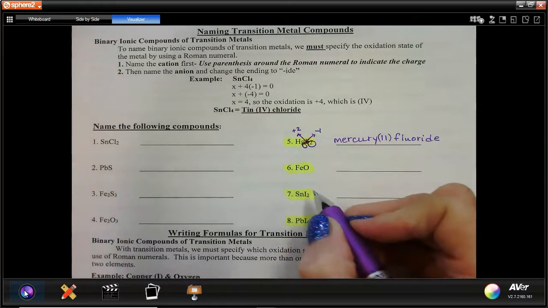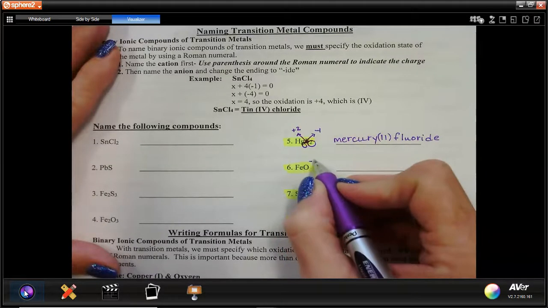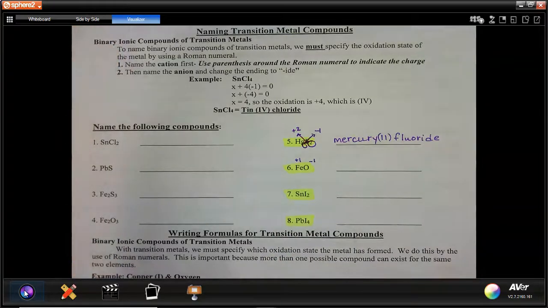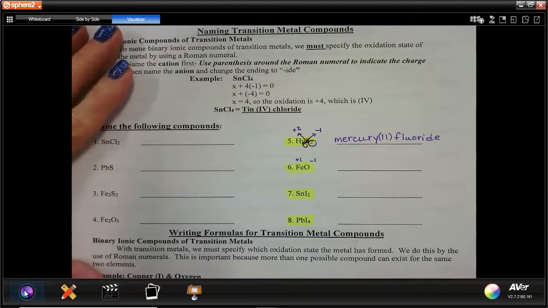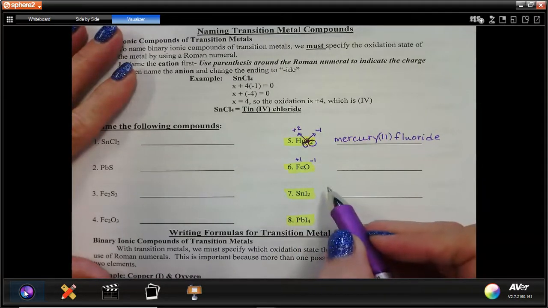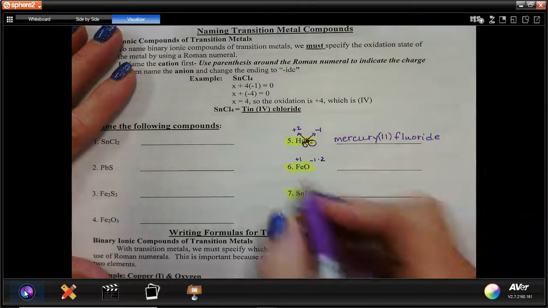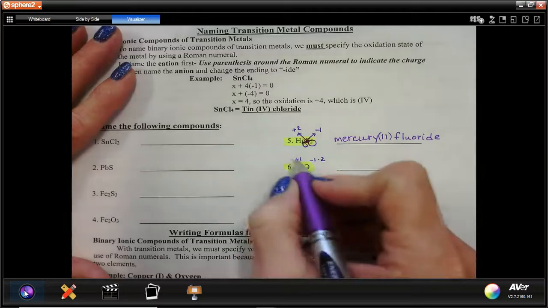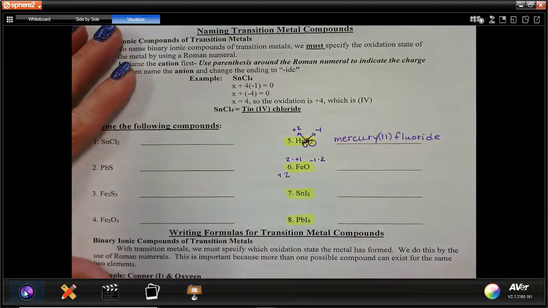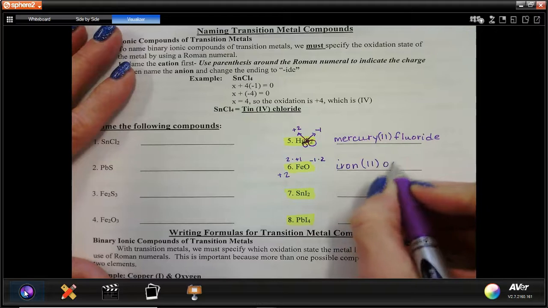There's no subscript there, and when there's no subscript, you assume that it's a 1. So if I uncrisscross that, that would be a -1 there and a +1 there. Then I look at the nonmetal. Does oxygen always have an oxidation number of -1? No, it doesn't. It's always -2. So what would I need to do to make that a -2? I need to multiply it by 2. Whatever I have to do to the nonmetal, I have to do to the metal too. So I'm going to multiply that by 2, and iron's oxidation number is going to be +2. So this is going to be iron(II) oxide.